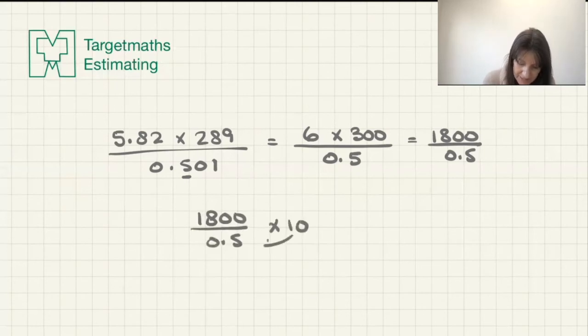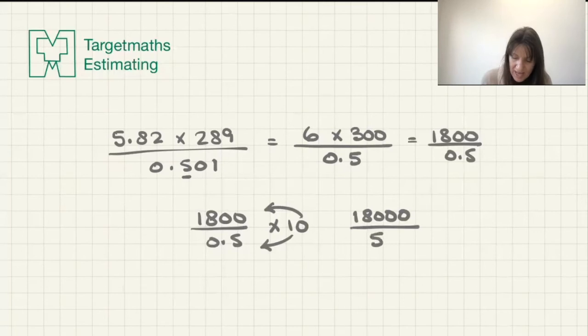If I'm going to times this bottom by 10, I must times the top by 10, or I'm going to change the actual question itself. That's like a fraction. I need an equivalent fraction. That is going to put another 0 on the top, and then it's going to sort out the decimal at the bottom. Now, 5s into 18 don't go exactly, so I'm not going to try and take a shortcut.